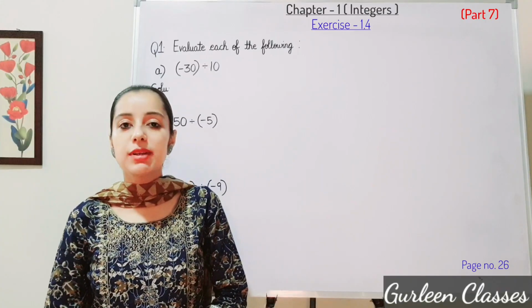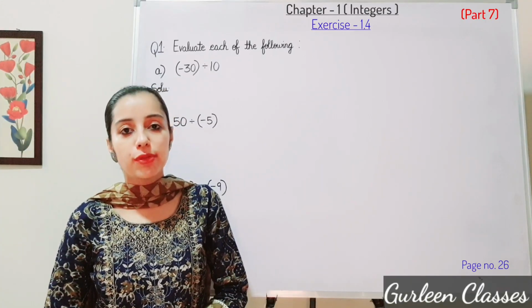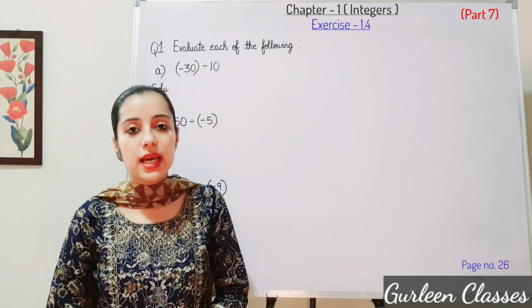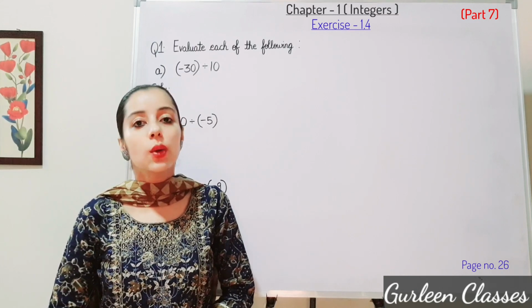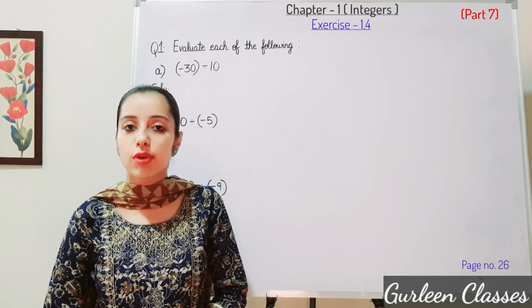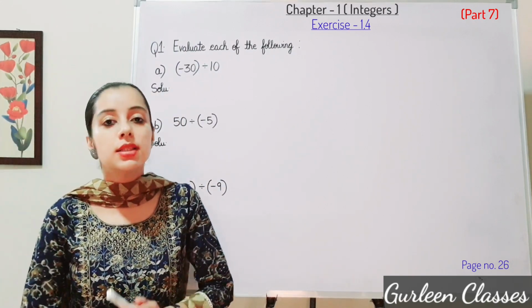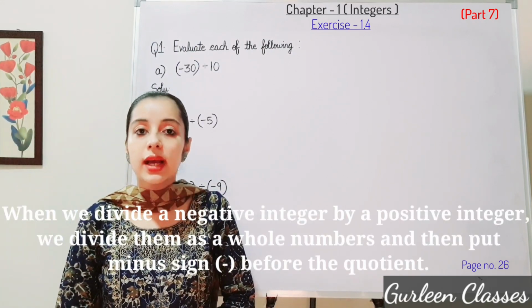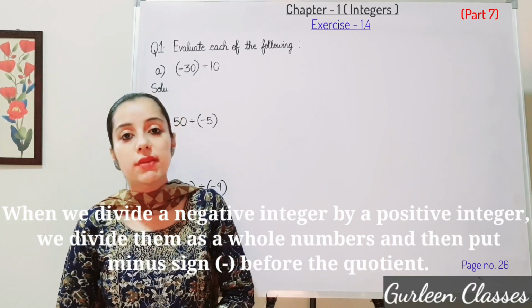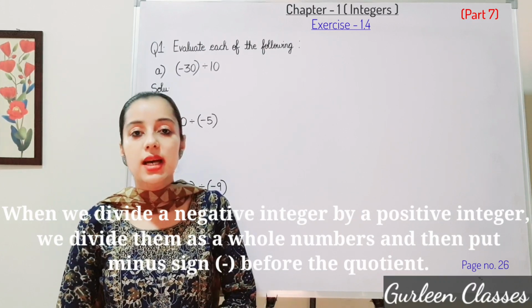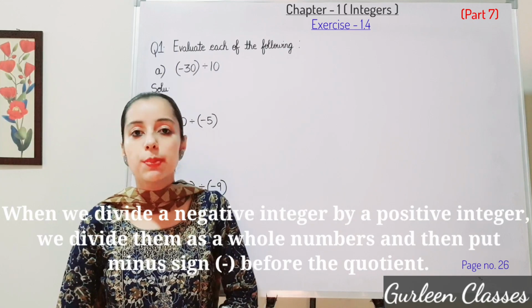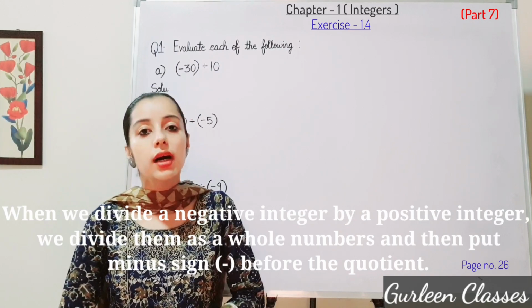So let us start with chapter number 1, exercise 1.4. Students, open your maths NCERT book, page number 26. Question number 1, evaluate each of the following. (a) Minus 30 divided by 10. Students, whenever we divide a negative integer by a positive integer, we divide them as whole numbers. Then at last we put a minus sign before the answer.